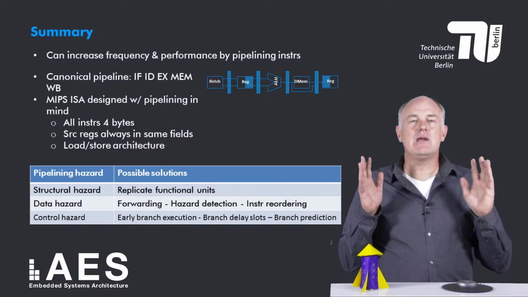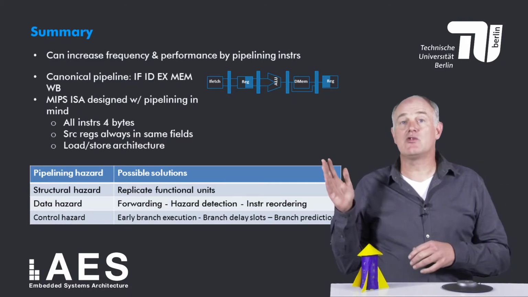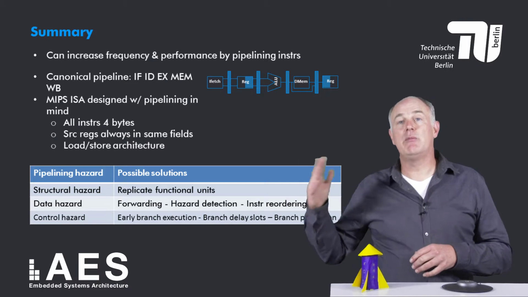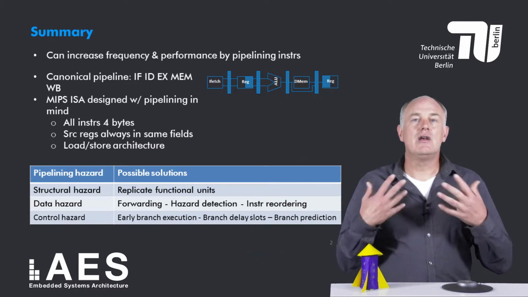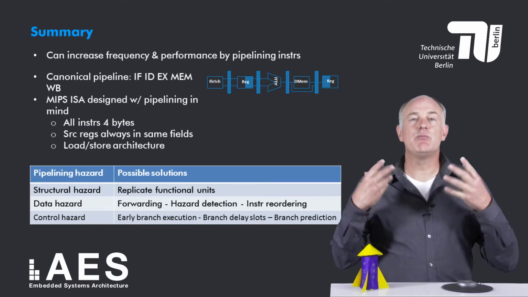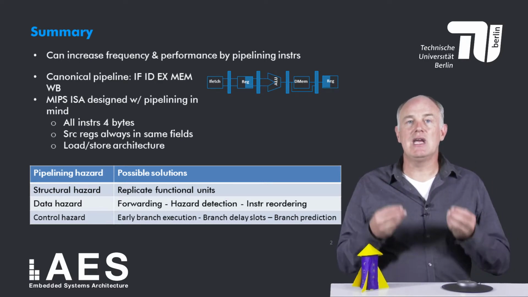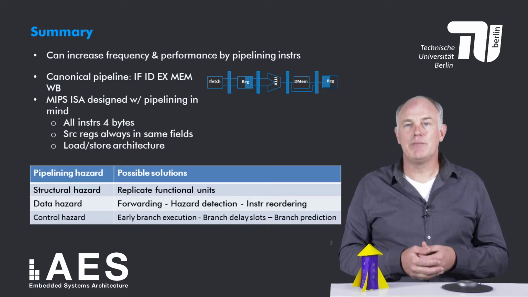We also saw that the branch delay slot can be filled with an instruction from before the branch, from the branch target, and from the fall-through path. Finally, another way of dealing with branch hazards is branch prediction, which we will study in more detail in a lesson to come.